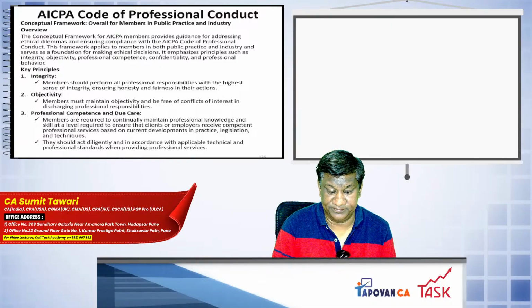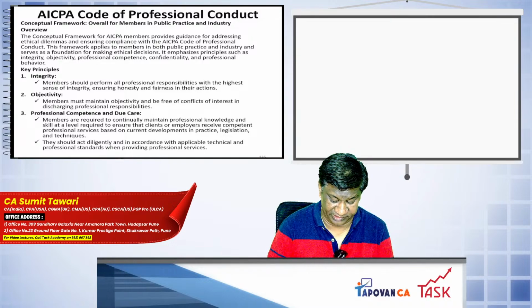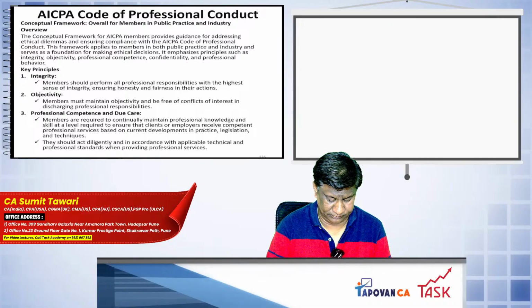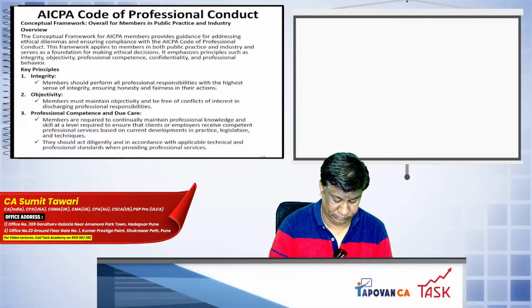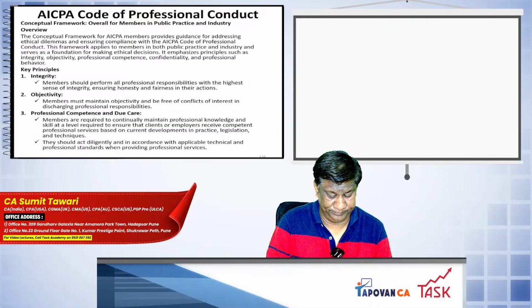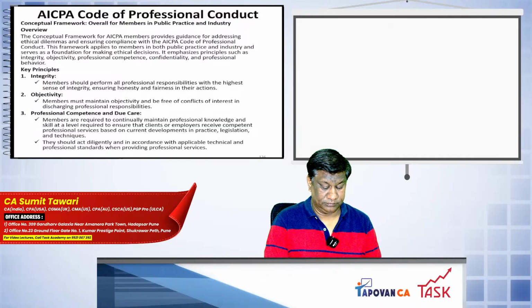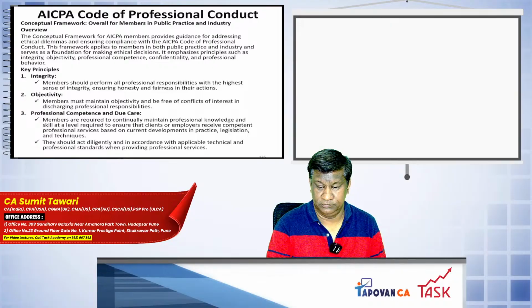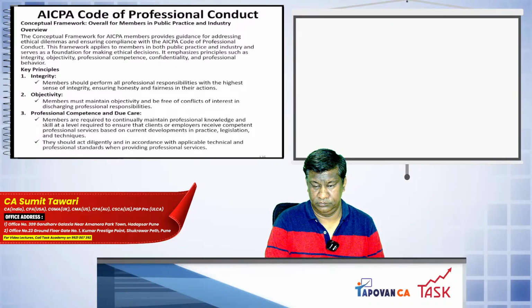Then objectivity. Objectivity is that a member must maintain objectivity and be free from conflict of interest in discharging professional responsibility. So, any practical example of objectivity? An auditor should not give an opinion from one perspective. He needs to check everything, every background, and then give his opinion.